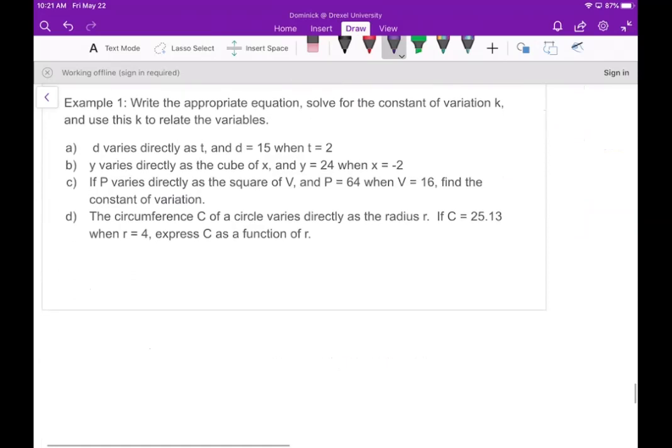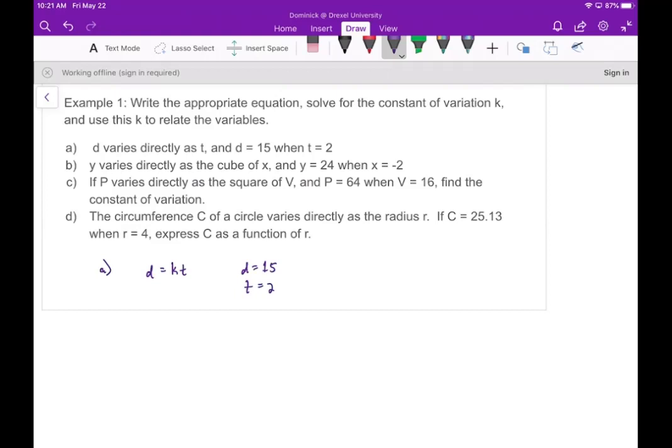Okay, so let's take a look at an example. We want to write the appropriate equation, solve for the constant k, and then we'll talk about how we can use k to relate the variables. So in part A, we're told that d varies directly as t. So that means that d equals kt, right? And then we're also told that d is equal to 15 when t is equal to 2.